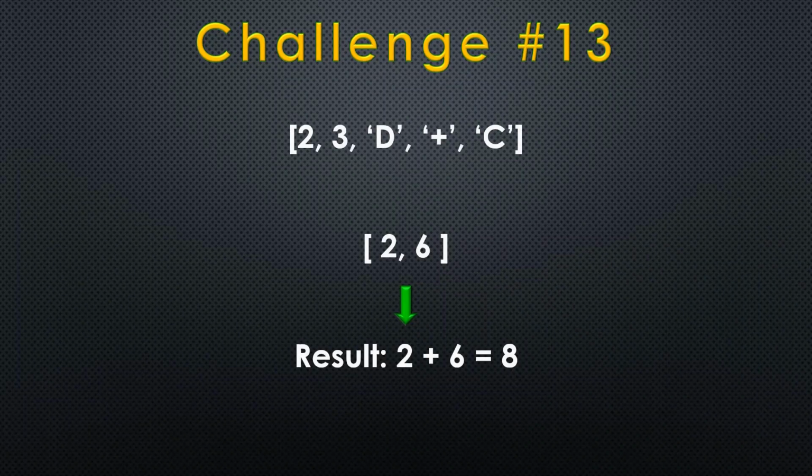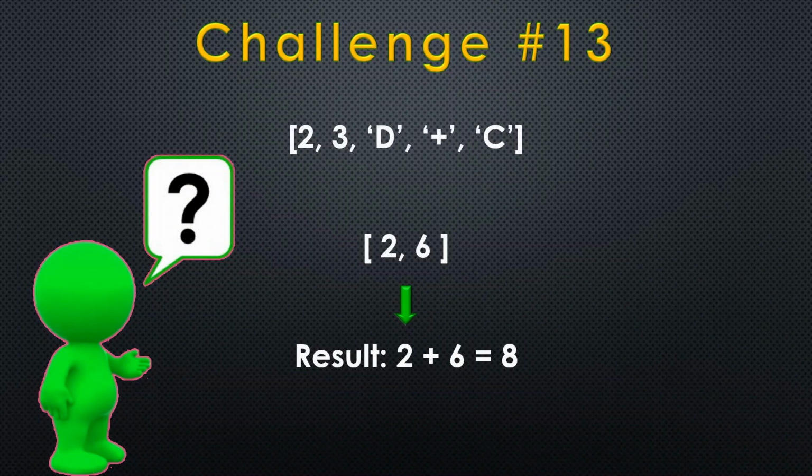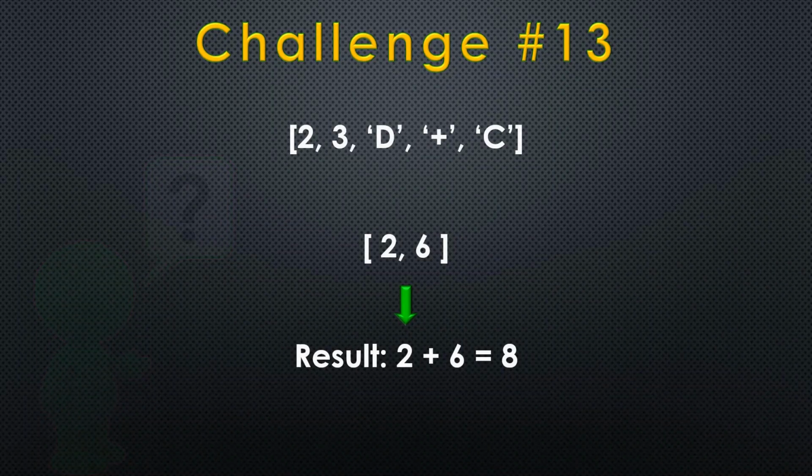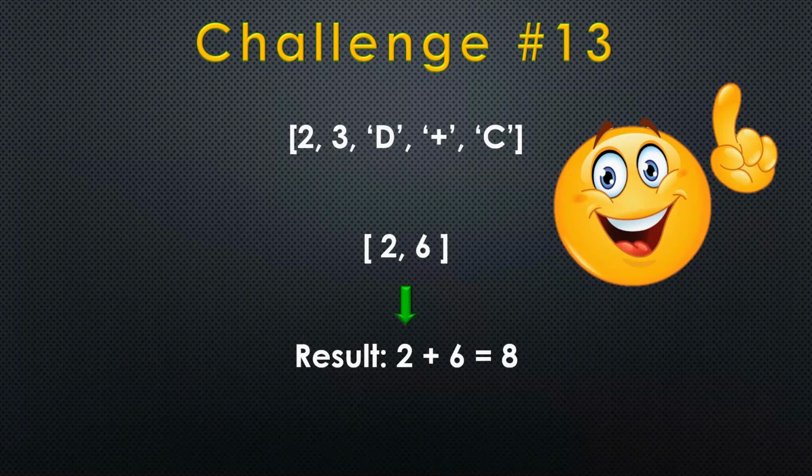Now, here's the twist. What if you get a plus sign and don't have two values to add together, or a C or D character and the list is empty? Well, of course, the code will have to carry on as if nothing has happened. It's up to you to figure out how to accomplish this, but if you need a hint, you might want to check out the video I've linked for you above.